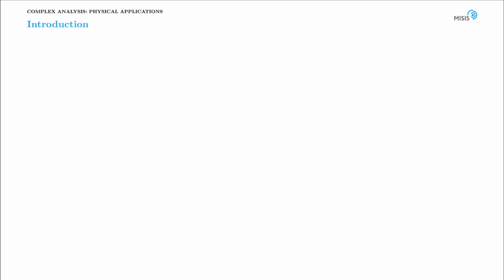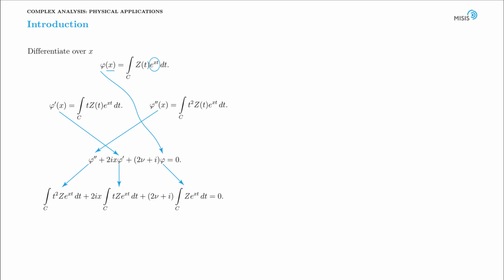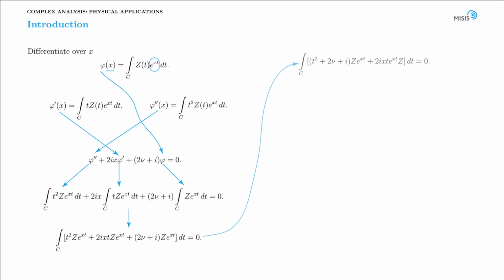To plug it into our equation, we need to perform differentiation with respect to x. Now x plays the role of the parameter of the integral. The differentiation is simple since we need to differentiate the exponential term only. The first and second derivatives are as follows. And we plug them into our equation. Now we unite them under a sign of a single integral and regroup a little.